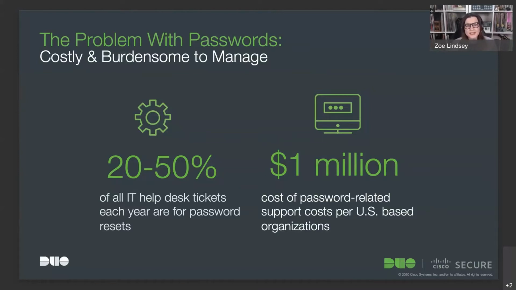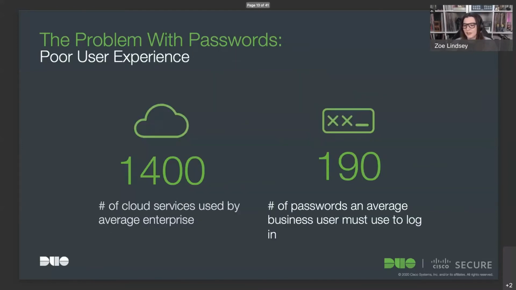So the problem with passwords is that they are a tool that are better fit for systems than they are for human brains, right? We see that reflected in the problems that we see throughout organizations. 20 to 50% of all IT help desk calls each year are for password related issues, whether those are resets, lockouts, etc. $1 million is the average cost of password-related support per U.S. organization. So across the country, an average cost per organization in the U.S. annually is $1 million in password-related resets and support.